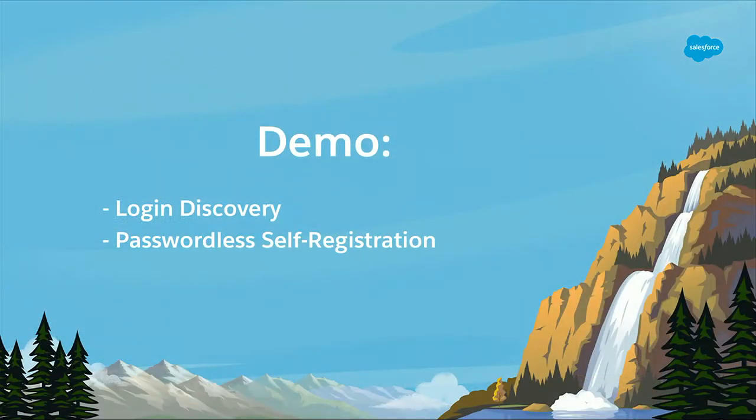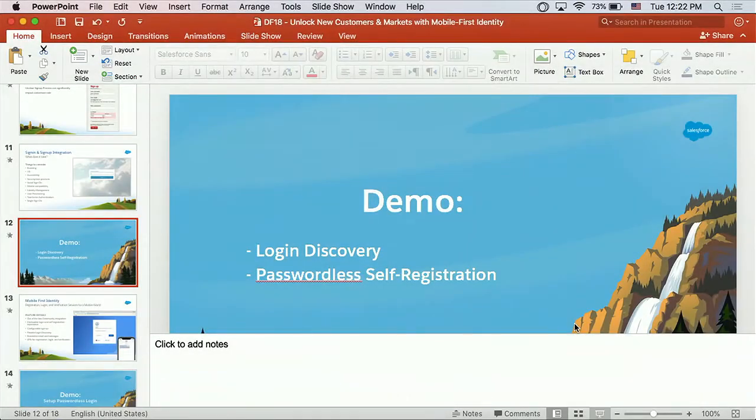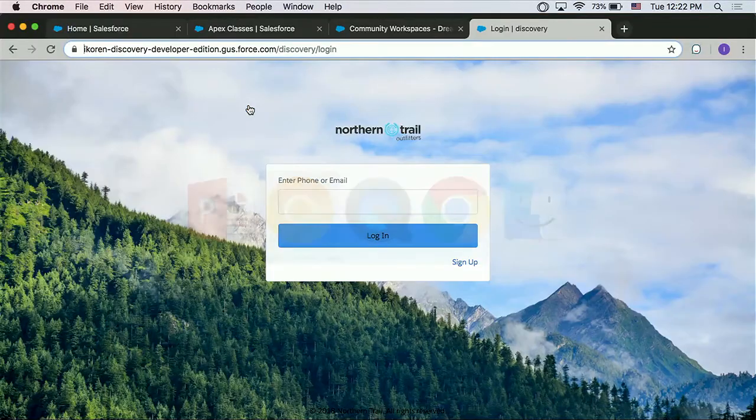So now let me switch to a quick demo and show you what we did to help you overcome many of these challenges. For this, I'm going to switch to my browser. And what you can see here is the new default community login page. One thing that you can notice here is that for the first time, users can log in to the community using something that is different from a username, right? In this case, they can log in with either phone or email address.